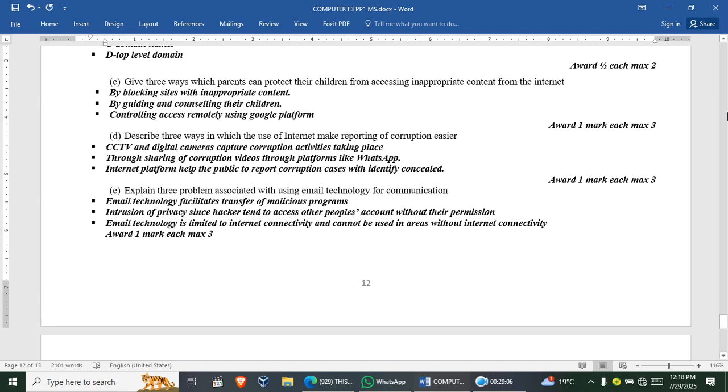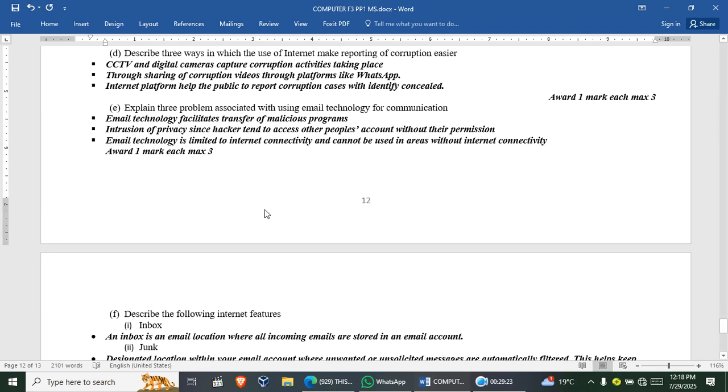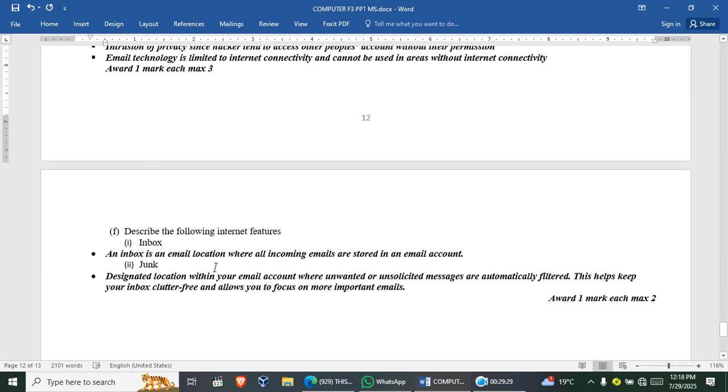Intrusion of privacy, since hackers tend to access other people's accounts without their permission. That is self-explanatory. Email technology is limited to internet connectivity. If you don't have internet, you may not read your inboxes or send files. So it is internet reliant. It depends on the internet.